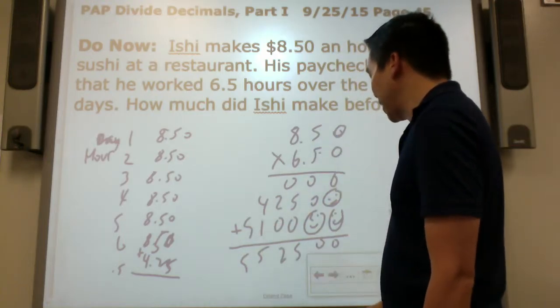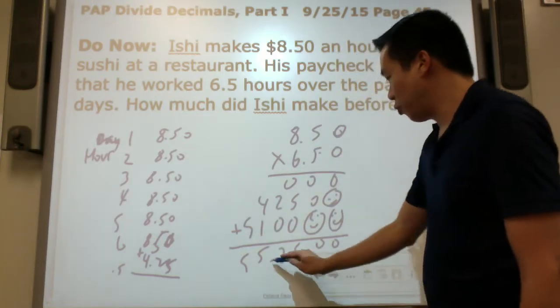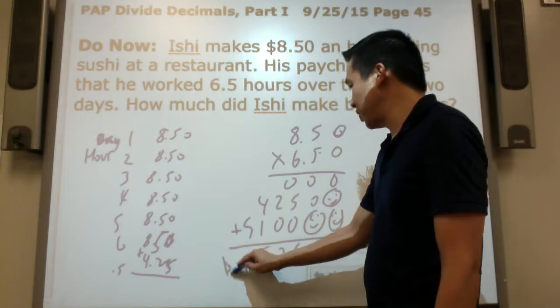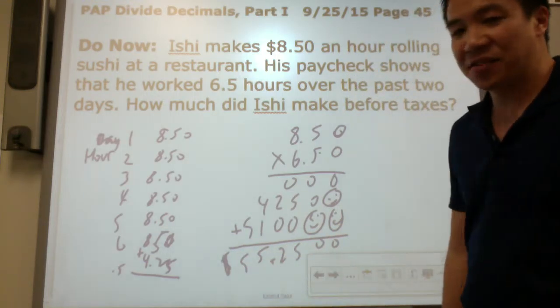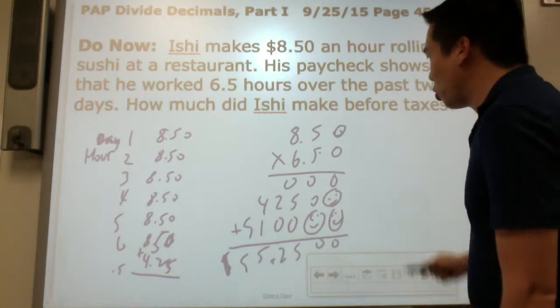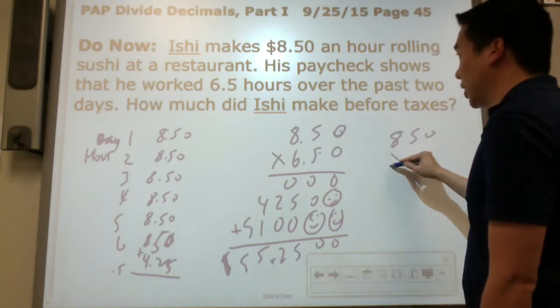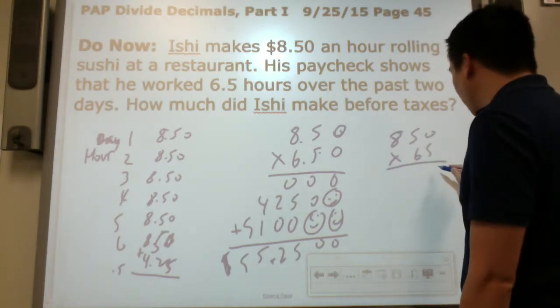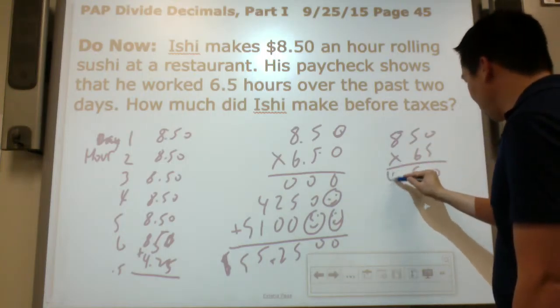There are 4 digits behind a decimal point. So she makes $55.25. If I add all this up, that's the same thing you're going to get. Some people like multiplying without decimal points. So you do the same work. 0, 25 carry 2 is 42.